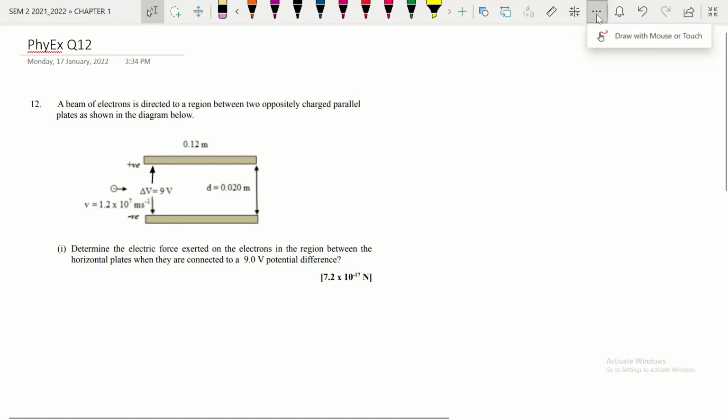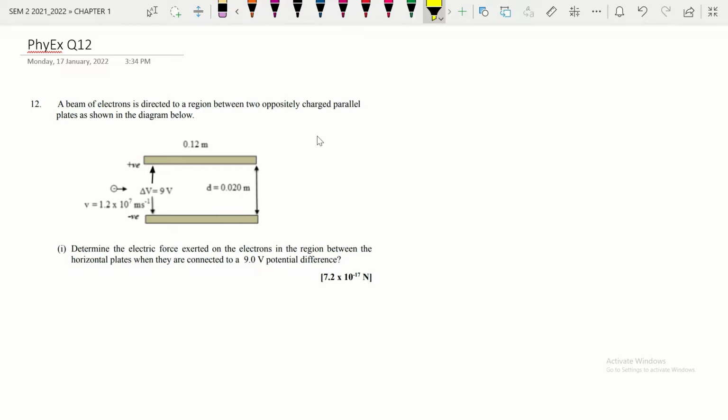Hello everyone. So now I'm going to discuss Physics Extra Question, Chapter 1, Question 12. Okay, now a beam of electrons is directed to a region between two oppositely charged parallel plates, as shown in the diagram below. So we have positive and negative plates. So I'll draw it here. This is the positive plate, and this is the negative plate.